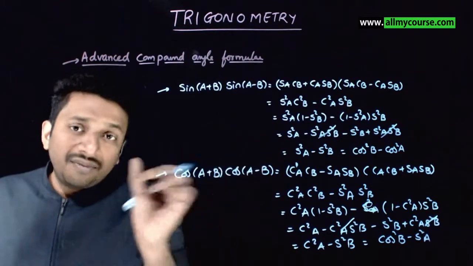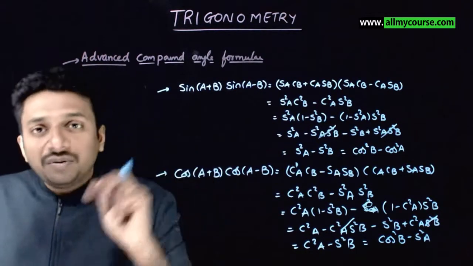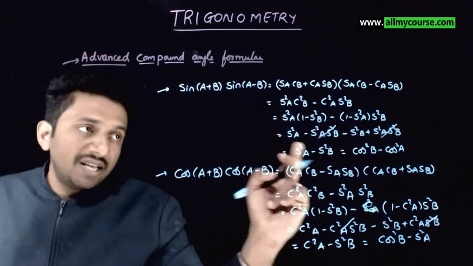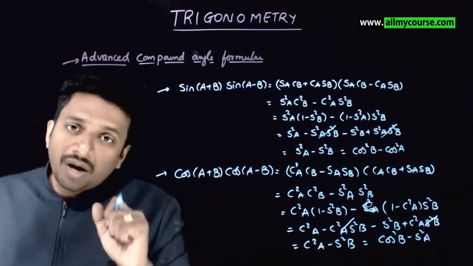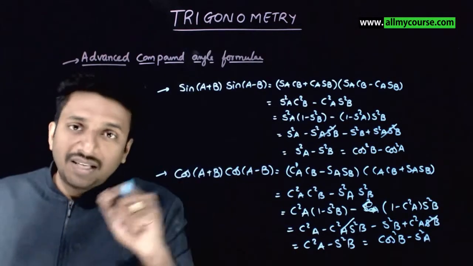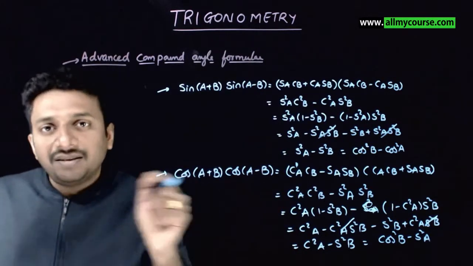So these are very important formulas. Sin A plus B into sin A minus B is sin square A minus sin square B or cos square B minus cos square A. Cos A plus B into cos A minus B is cos square A minus sin square B or cos square B minus sin square A.